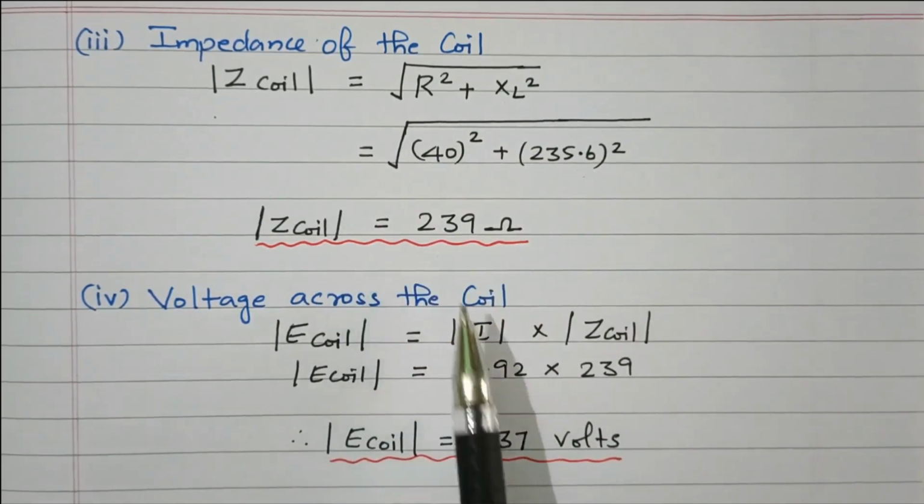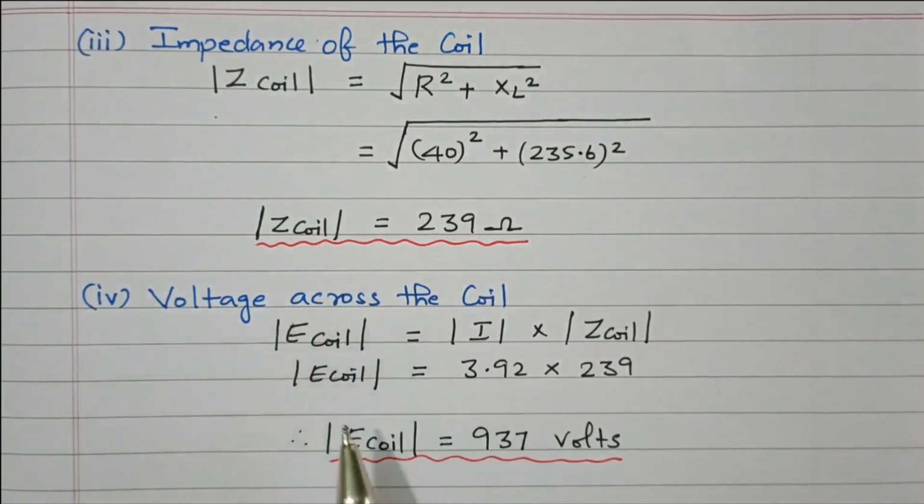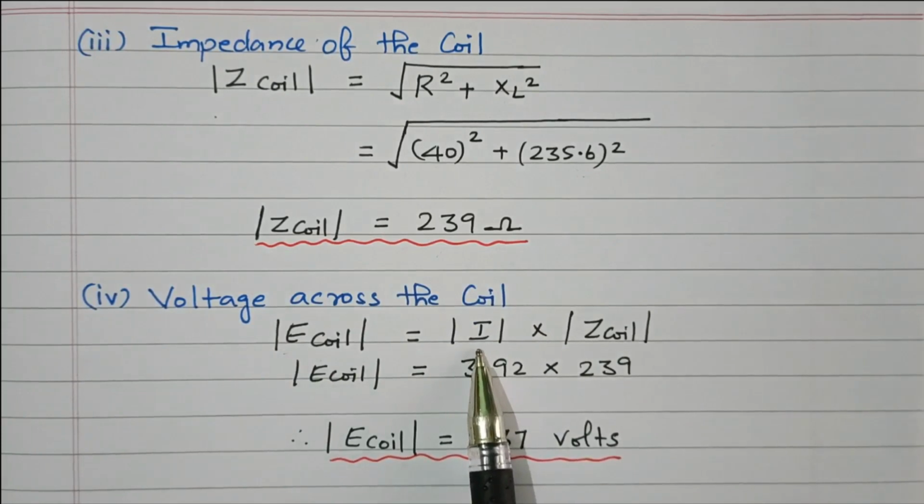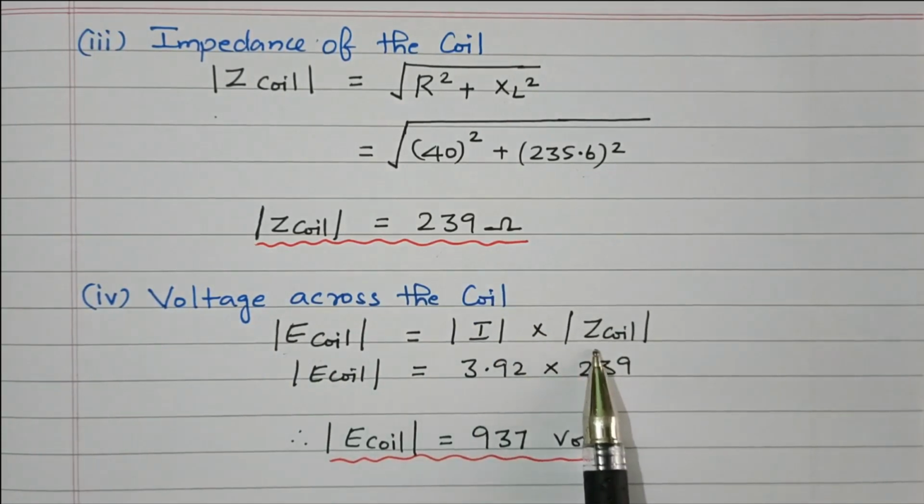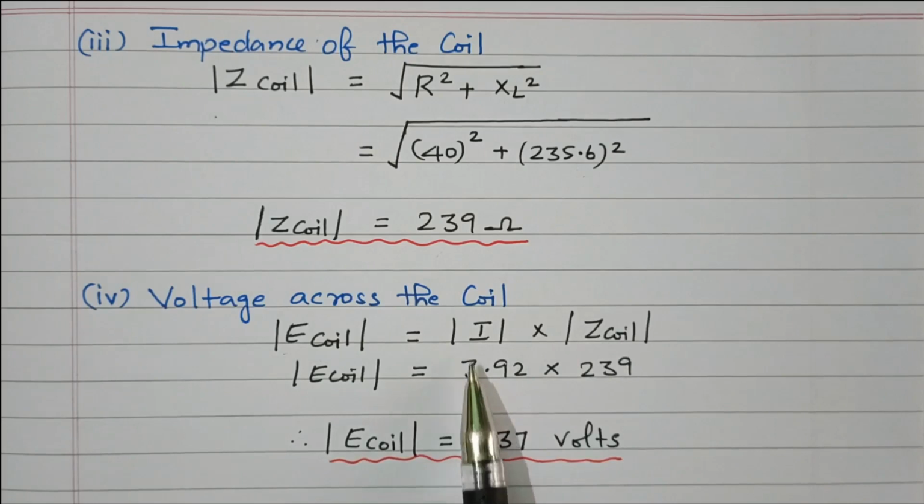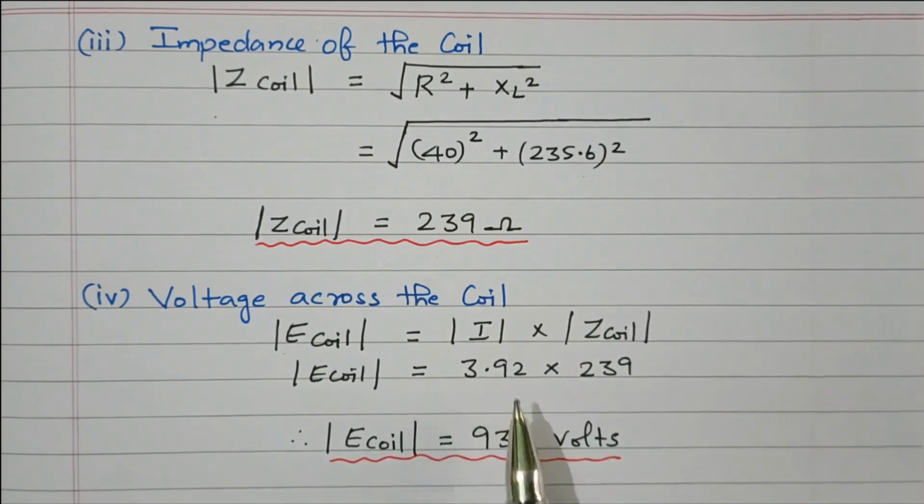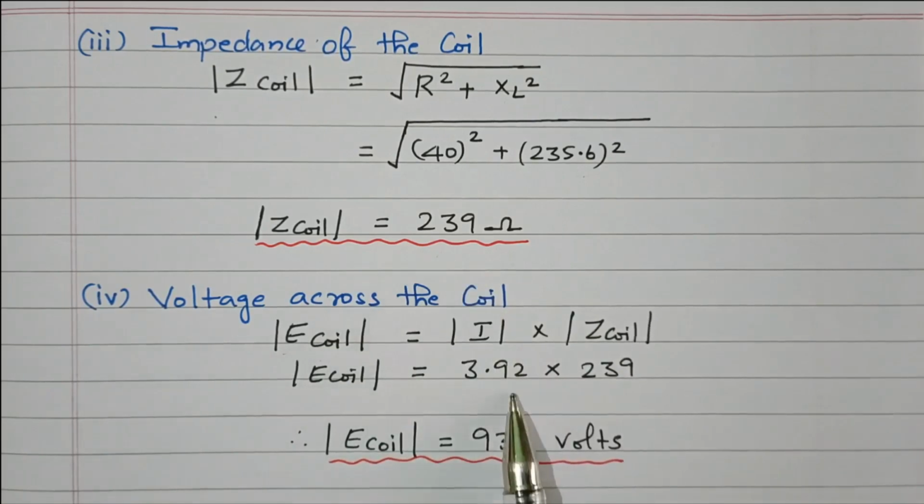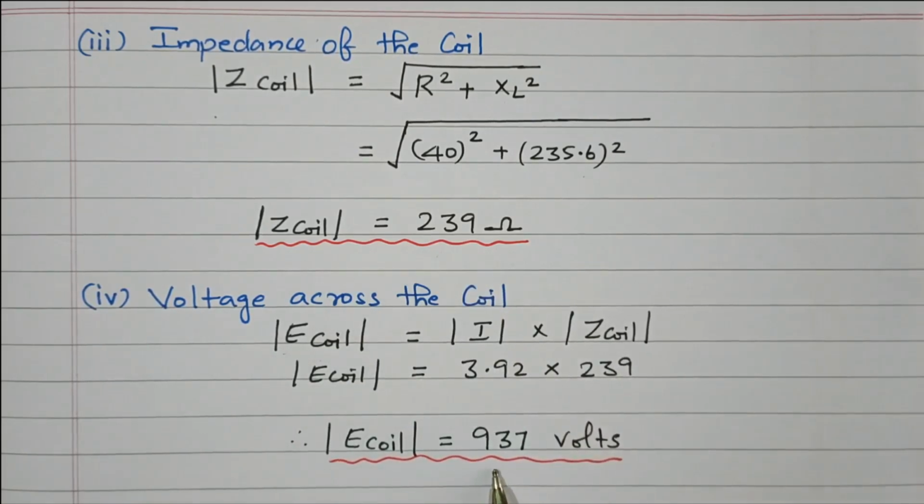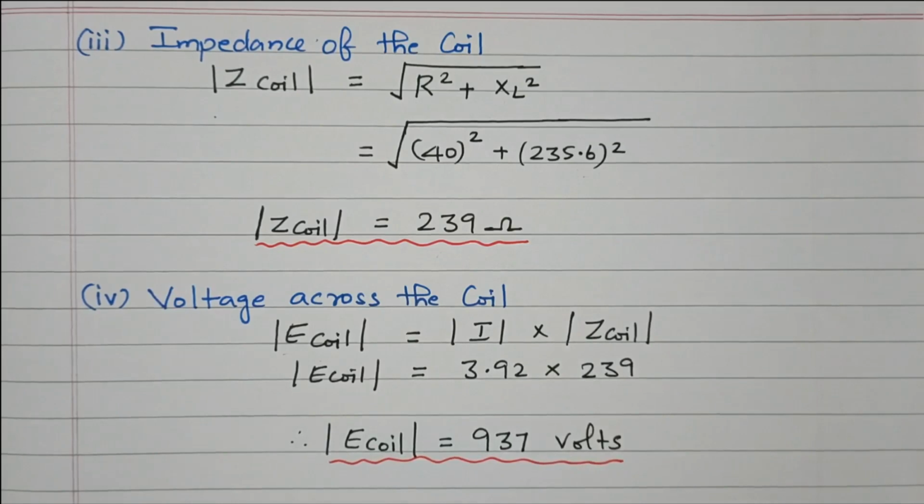Using this we can find the voltage across the coil. E coil, the voltage across the coil, equals the magnitude of I times the magnitude of the impedance of the coil. I is already calculated as 3.92, and the impedance of the coil is 239. By multiplying these two we got 937 volts. So finally we calculated the voltage across the coil also.